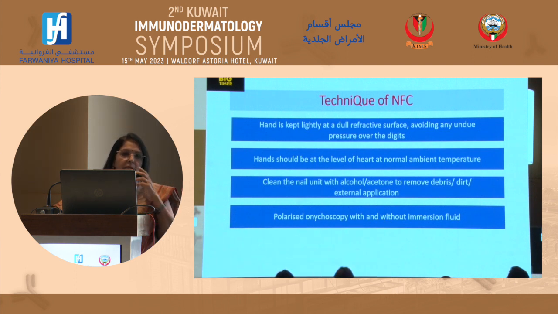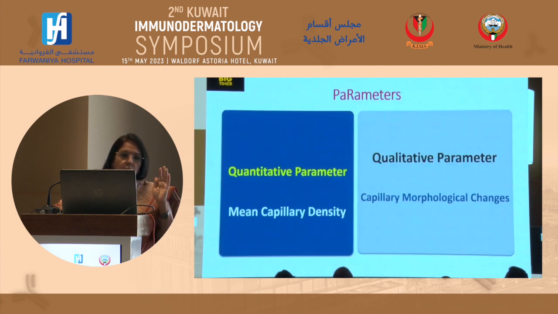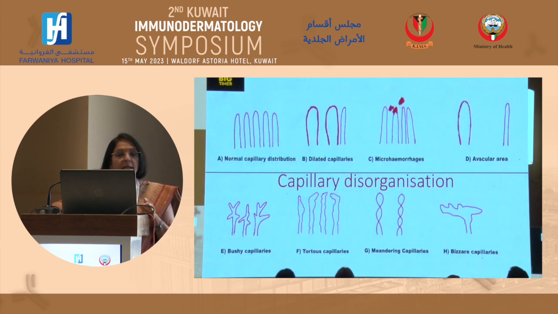We do 2 parameters, qualitative and quantitative. In quantitative, you note the density per millimeter, and in qualitative, morphological changes. So these are the normal capillaries. These are the dilated. The second one are the dilated.